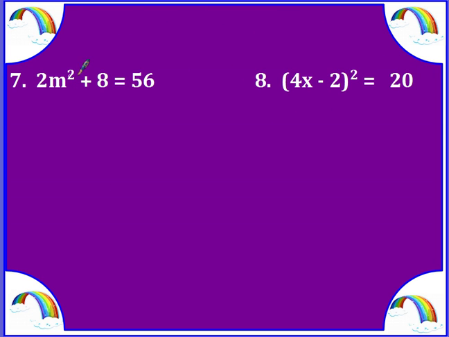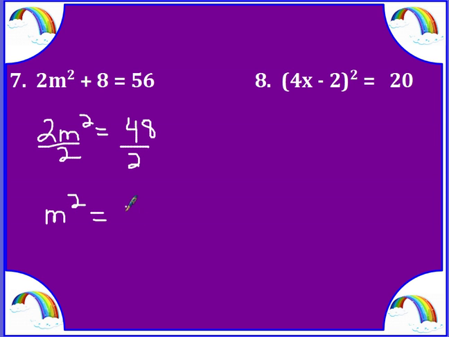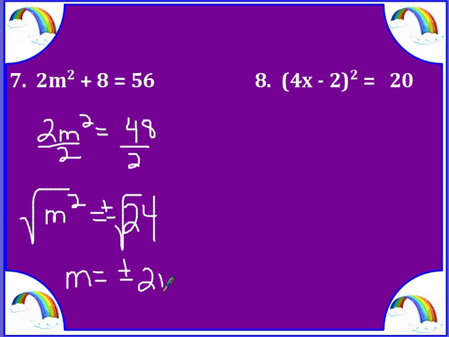Number 7, we are going to subtract 8 first. That gives us 48. We're going to divide by 2. And we have m squared is equal to 24. Take the square root of both sides. This is like the previous one. So my solutions are positive and negative 2 root 6.